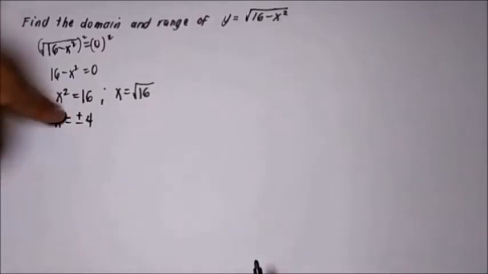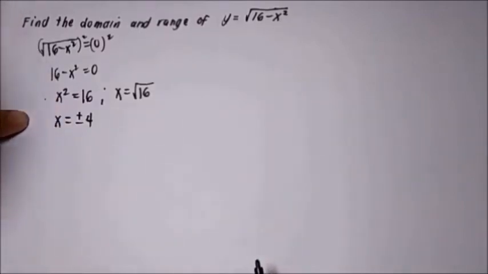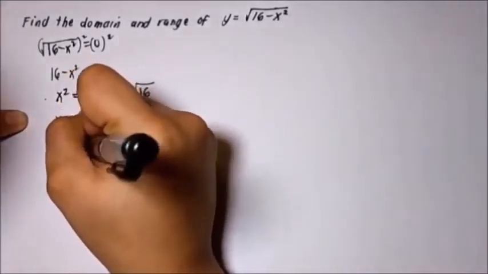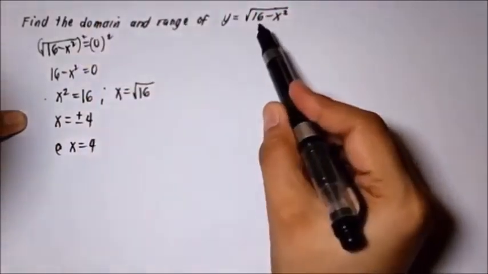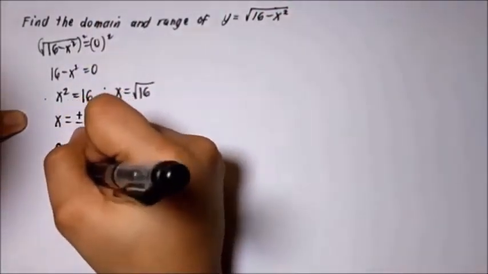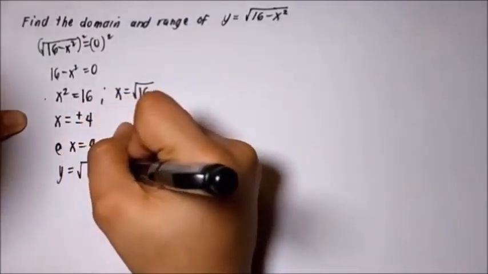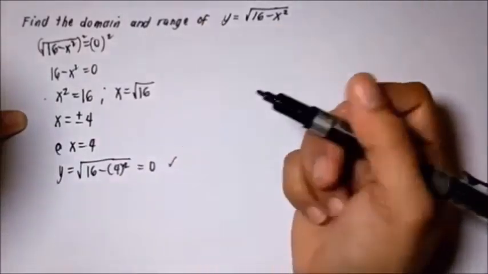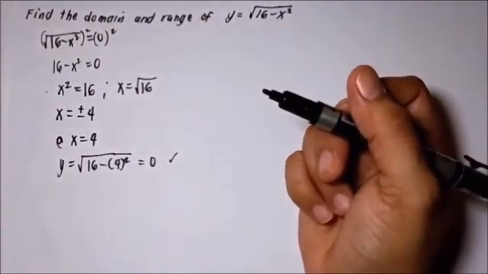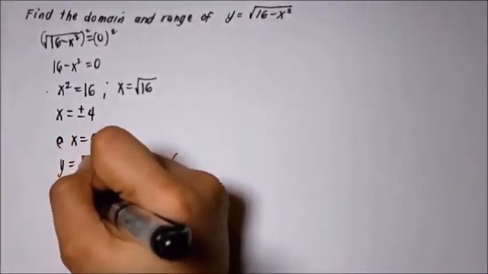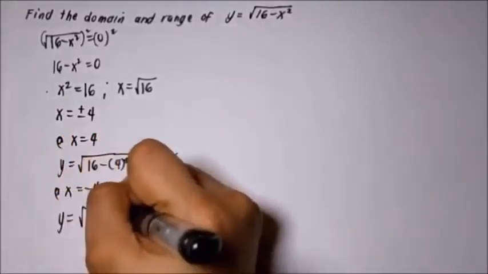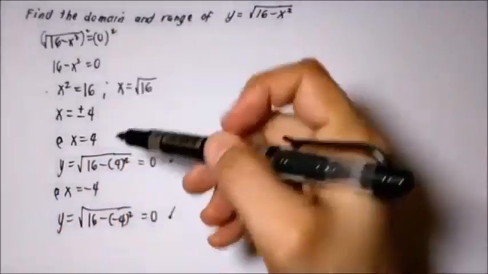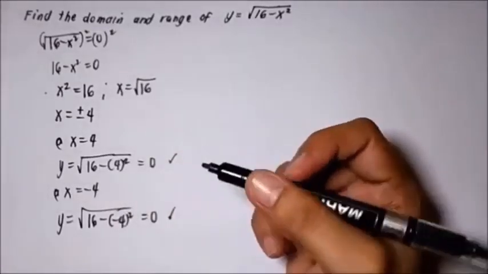So now we already have these values. Let's check if they are included in the given. At x equals positive 4, we will substitute 4 to the given. So y equals square root of 16 minus 4 squared. So this is 0. It means that positive 4 is included in the domain. At x equals negative 4, y equals square root of 16 minus negative 4 squared. This is also 0. So also, negative 4 is included in the domain.